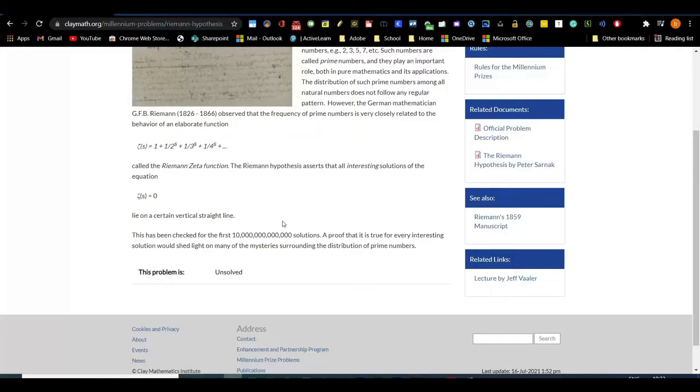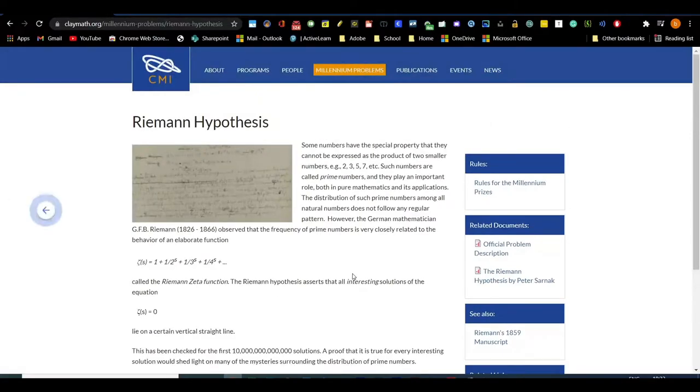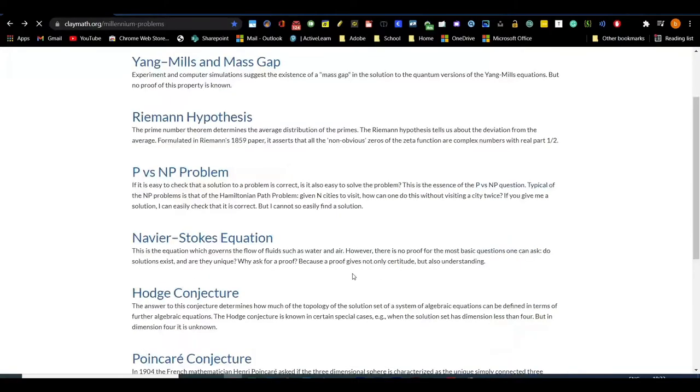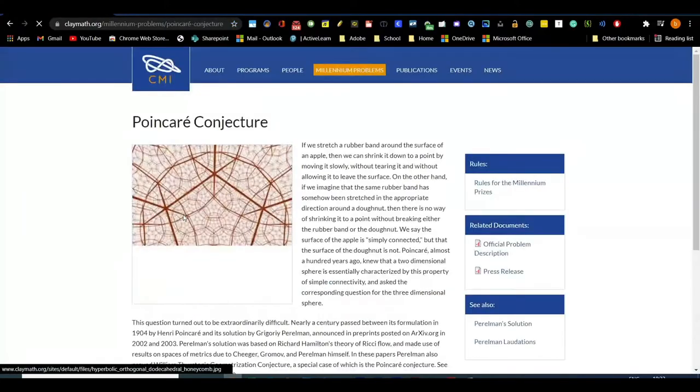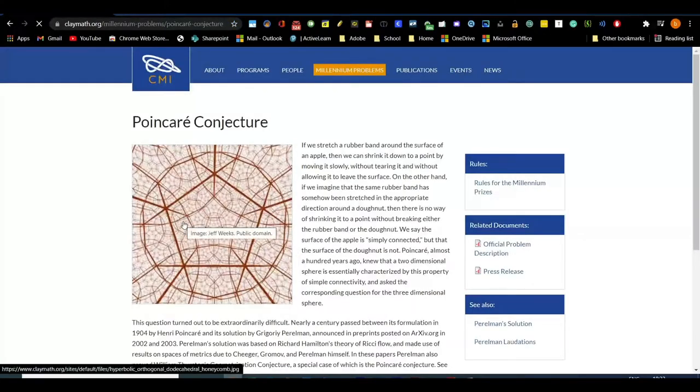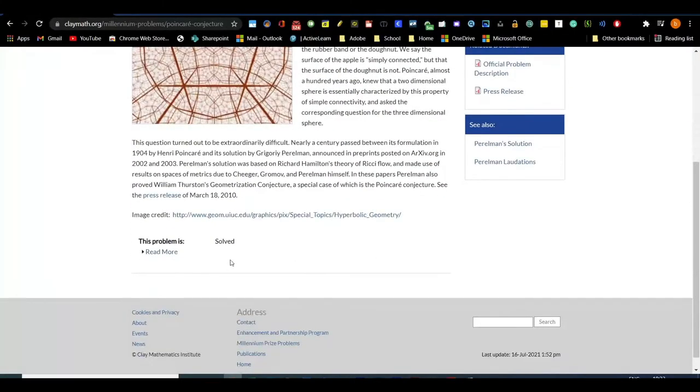And there is a supercomputer that was computing 10 billion solutions a day, and it still never managed to find a solution. And there was one that was solved, which is called the Poincaré conjecture. I'm not sure how you pronounce that. But it tells us that any smooth finite shape with no holes in any dimension must look like a sphere. And as you can see, this problem is actually solved.